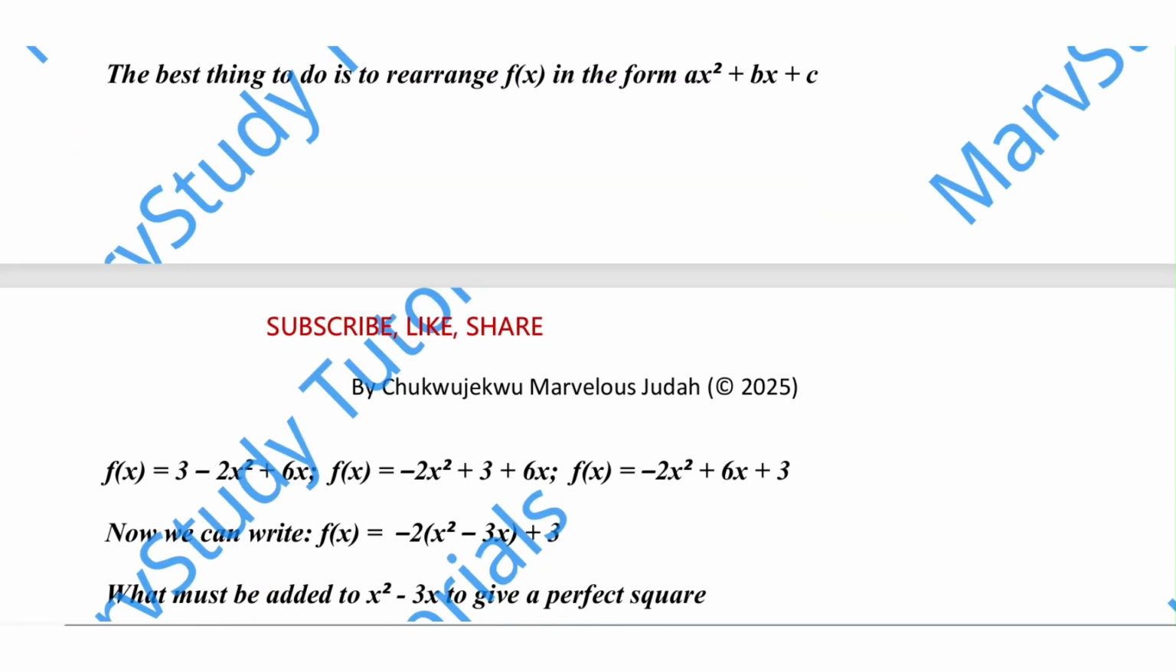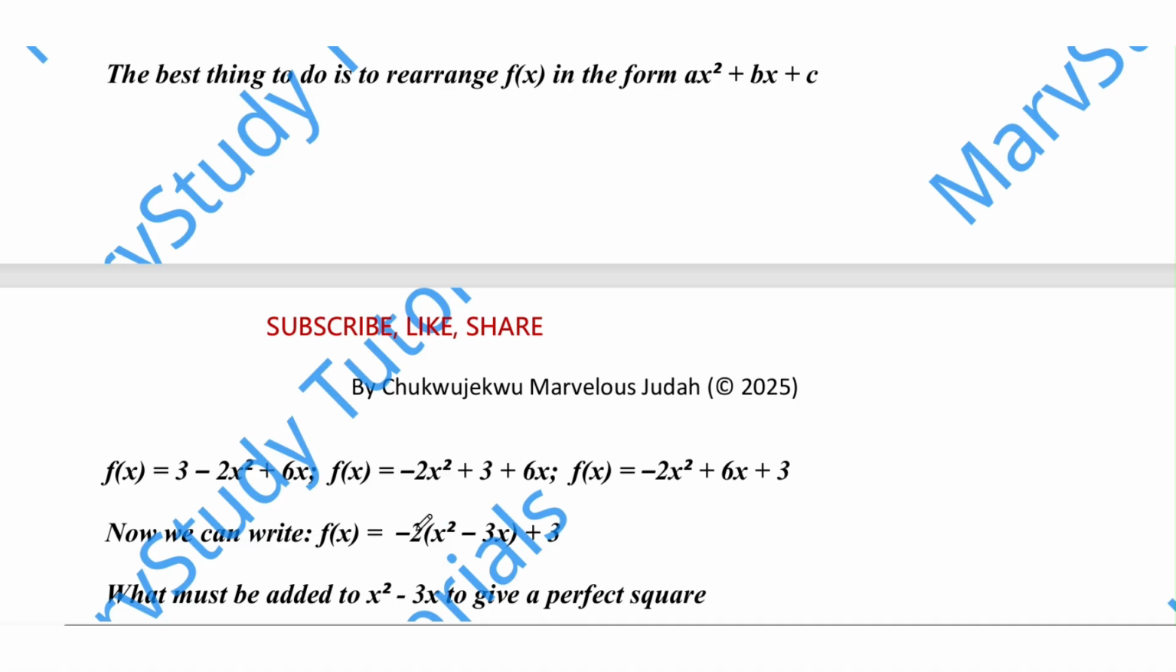So f of x is negative 2x squared plus 6x plus 3. So we follow the same procedure. It's nothing different. So we take out negative 2, right? We can notice that negative 2x squared plus 6x has a common factor, which is negative 2. If you take out negative 2, that would be negative 2 bracket x squared negative 3x.